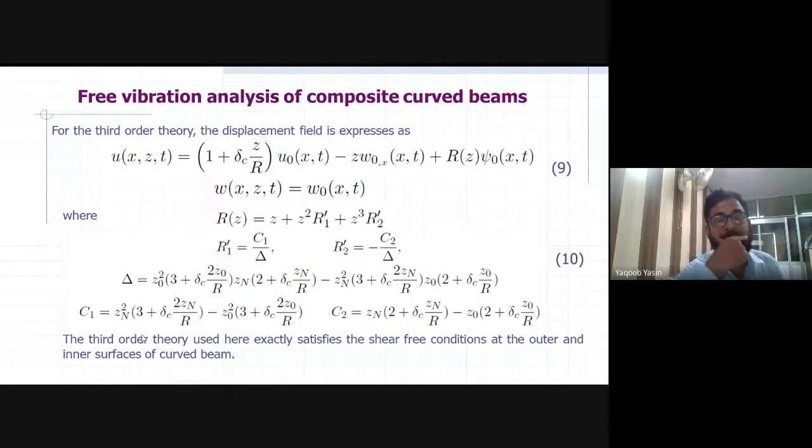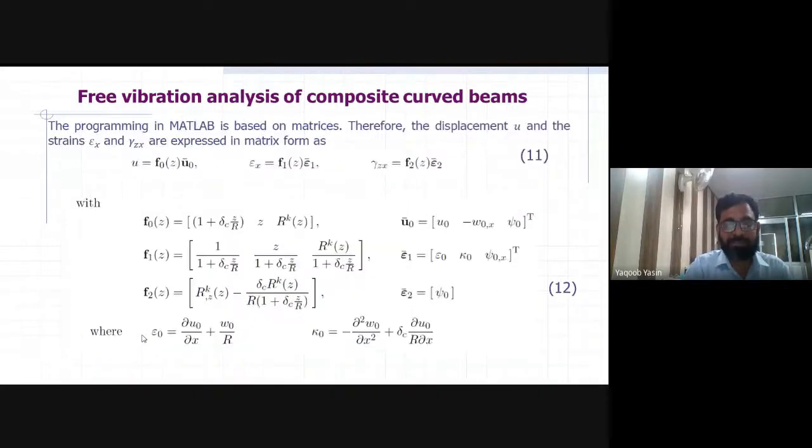So for curved beam, we have this expression where Rz is the third order function. It is a cubic function. That is why it is known as third order theory, which is represented by Rz is equal to this. And this is taken from a paper, and R1 dash, R2 dash, R, delta are defined here, and C1 and C2 are the coefficients. These coefficients are obtained in this paper. In these slides we obtain the Rz function by imposing the conditions of zero shear strains at top and bottom surfaces.